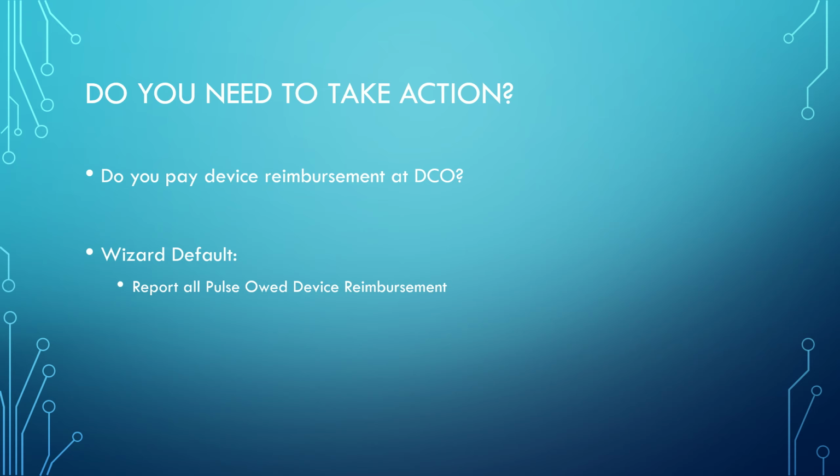And let's talk about the Wizard default. The Wizard default is to report all Pulse owed device reimbursement. So if you have set up device reimbursement in your system, either based upon the hours they work or the number of deliveries they take, and you're not paying that at driver checkout, that information is passed on to me, and by default will appear on your payroll report because it is compensation due to that driver. So if neither one of those 2 scenarios is your use case, let's look at where within the Wizards you can set up some additional detail for how you would like the system to work.